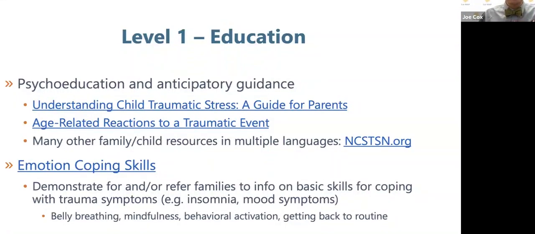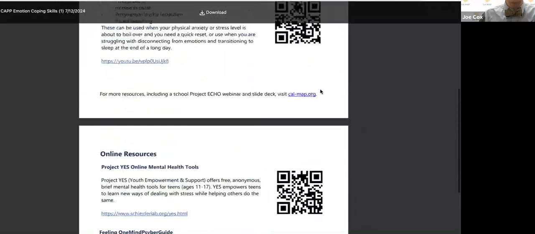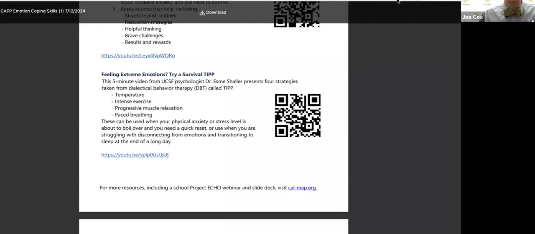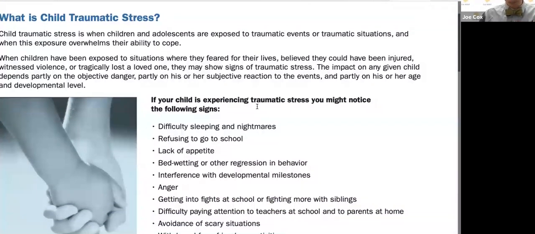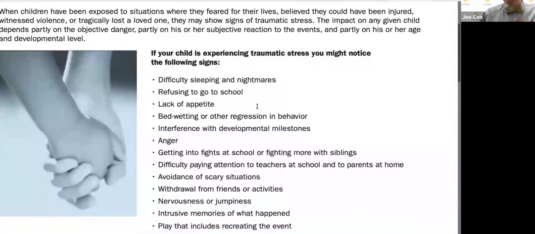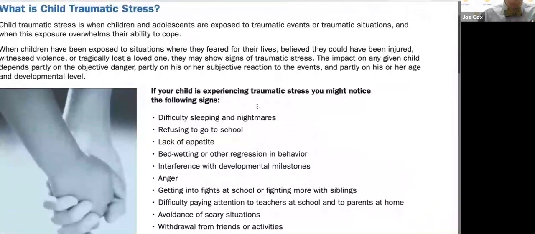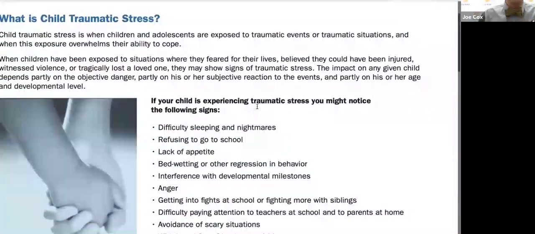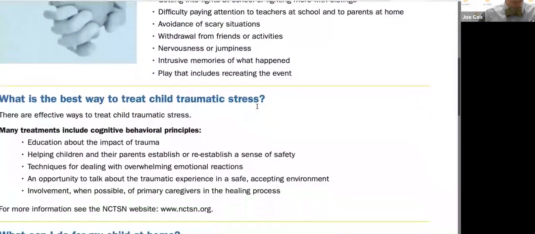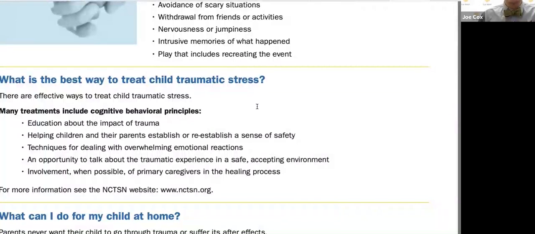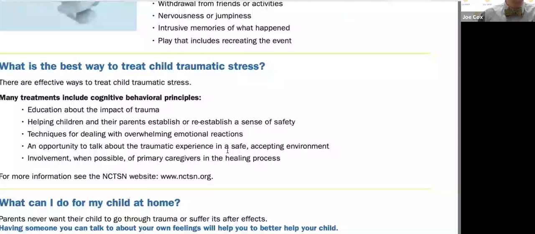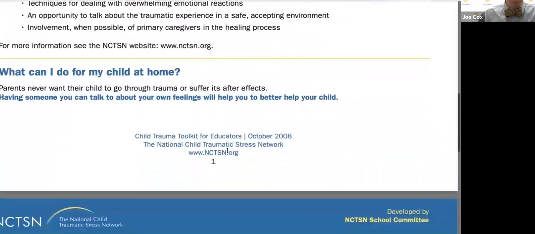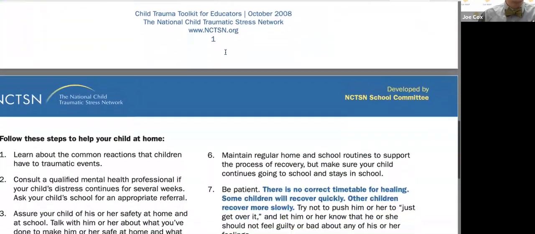And I'm actually going to change over my screen to show you what it looks like. So this is the NCTSN Understanding Child Traumatic Stress, a guide for parents. It's summarizing in lay terms what we're just talking about here. What are the symptoms of trauma in kids? It can depend on age, but this is what it can look like so that families understand and can have empathy for what's going on in their kids. An overview of what treatment can look like, and then what can they do at home, and the simple steps to follow.